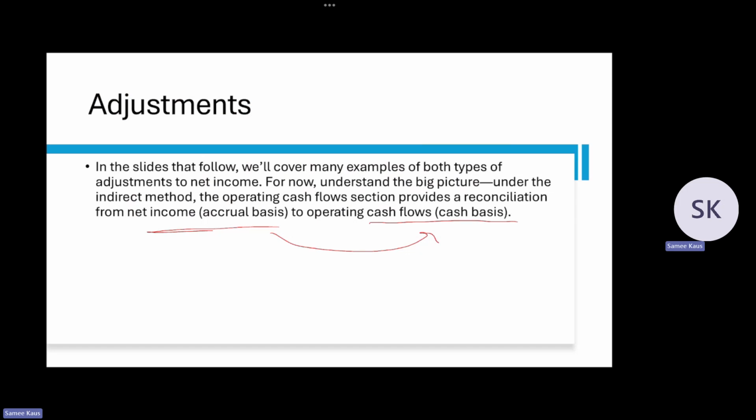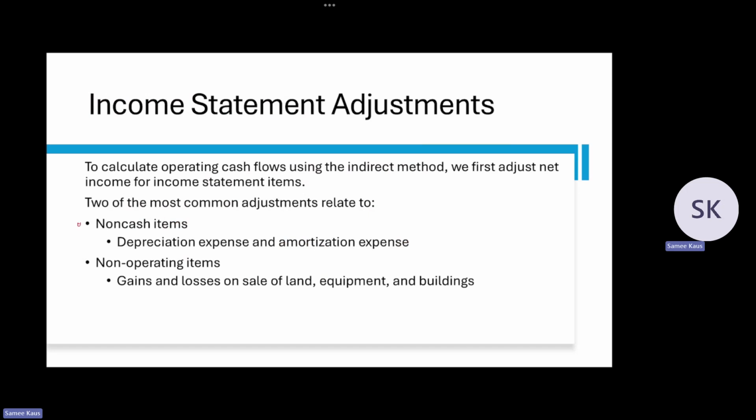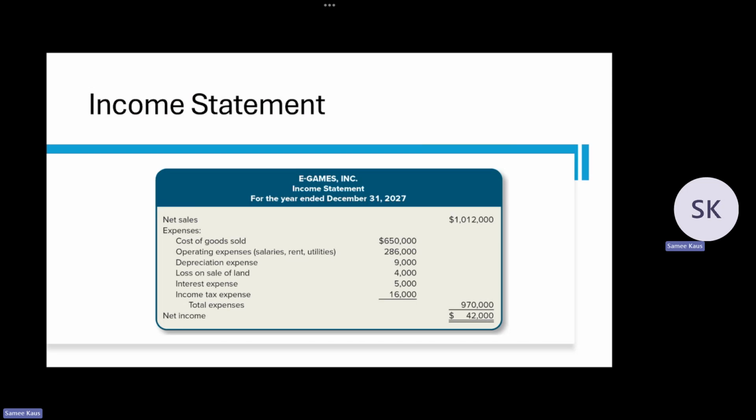Again, where do we start? My income statement adjustments. What am I going to look for? Any non-cash items, such as depreciation and amortization, and non-operating items, which are gains and losses on the sale of land, equipment, and buildings. So we're going to use Mario's eGames Inc., and we are going to go through the process of reconciling our operating activities for our statement of cash flows.